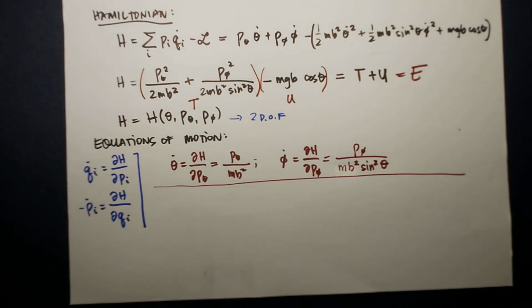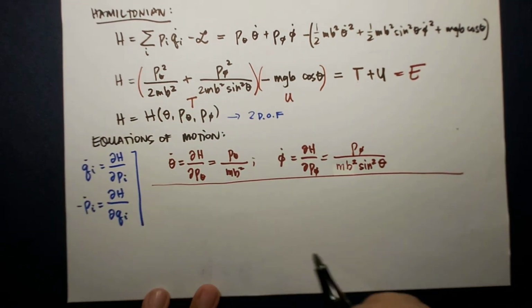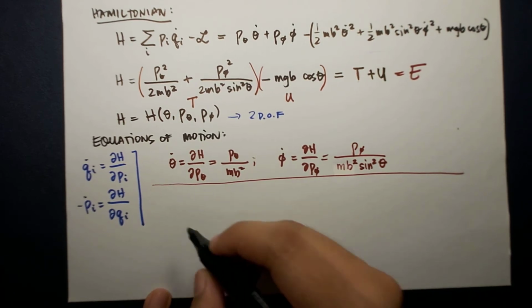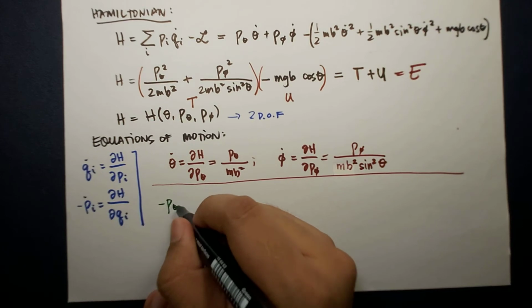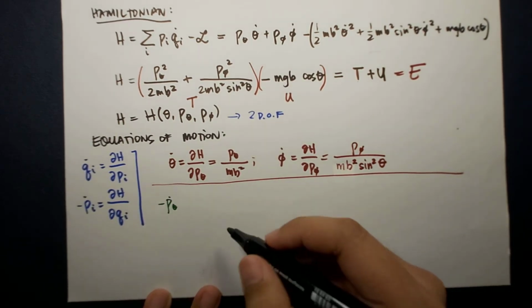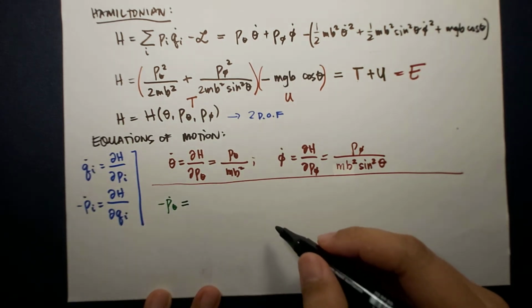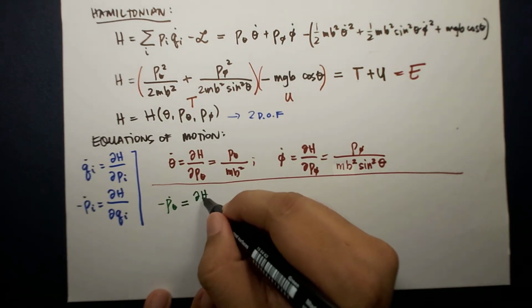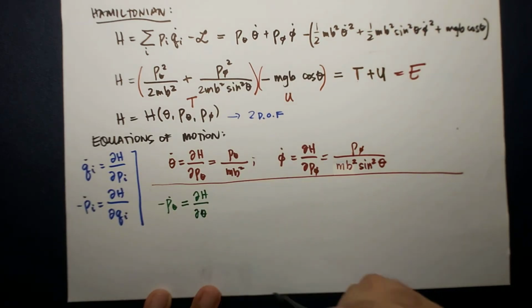Okay, so let's start with theta. Negative p theta dot would be equal to the partial derivative of h with respect to theta.